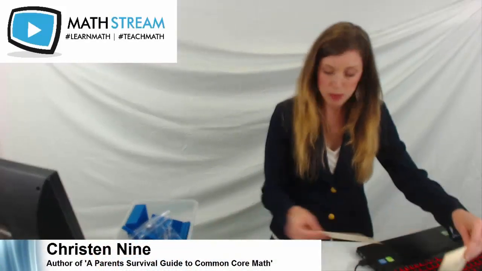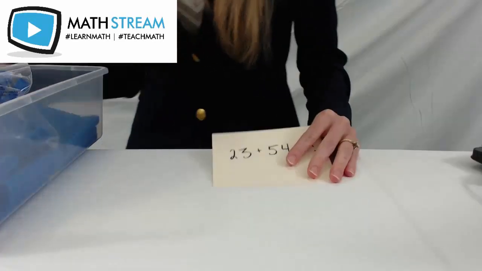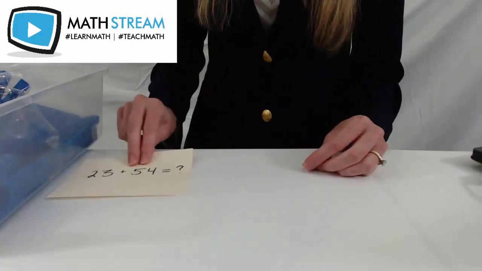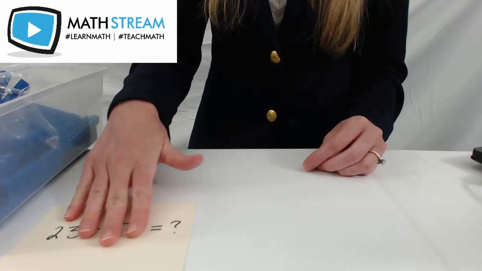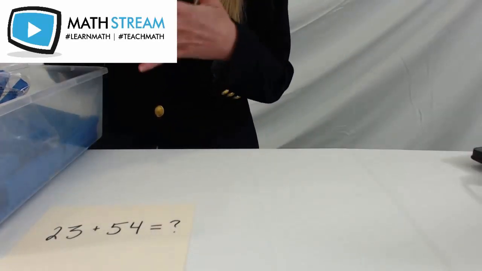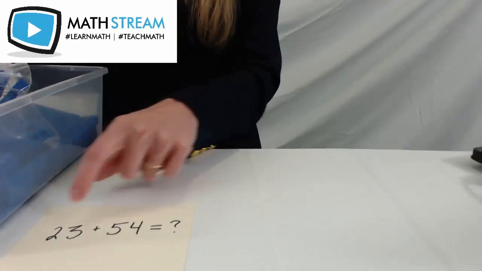Right, our first example that we're going to start out with is 23 plus 54, and I'm just going to put this aside as a reminder of what we're trying to solve. In order to do this with base 10 blocks, we have to be able to model the initial and the secondary add-ins.